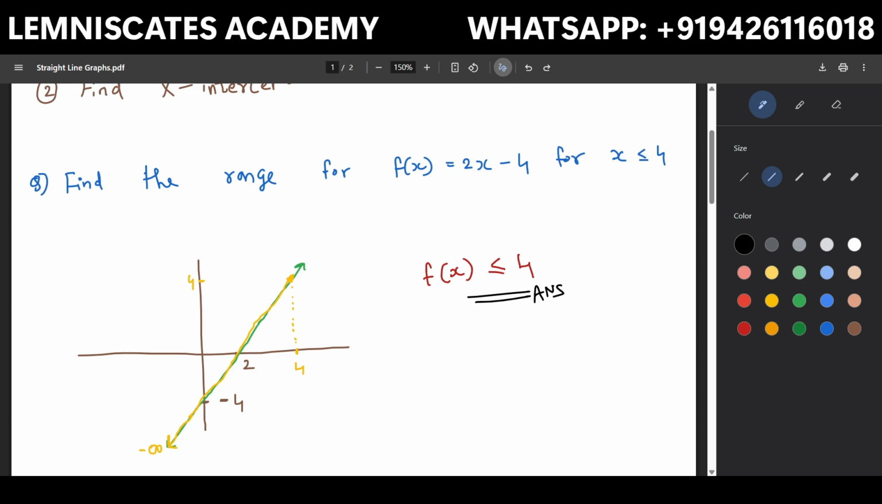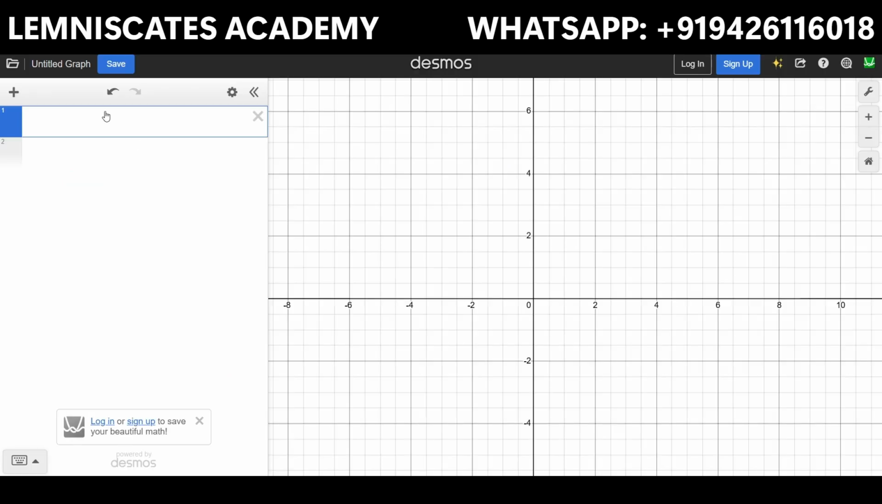Let's try to compare this with my Desmos. So I need to write 2x minus 4 over here, and with the curly brackets I can also write my domain. X is less than or equal to 4.